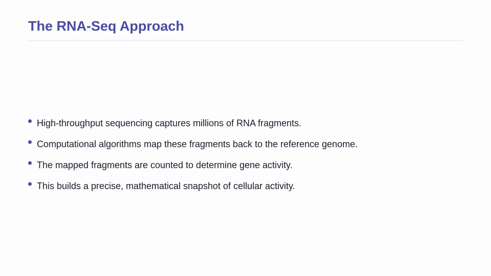So, how do we actually measure this dynamic transcriptome? In computational biology, we rely on high-throughput sequencing technologies, most notably RNA-seq. This technology allows us to capture millions of short RNA fragments from a biological sample all at once. But raw fragments are not enough. We then use powerful computational algorithms to map these tiny fragments back to the reference genome, count them, and determine exactly how active each specific gene is. This entire process allows us to build a precise, mathematical snapshot of cellular activity at the exact moment the sample was taken.